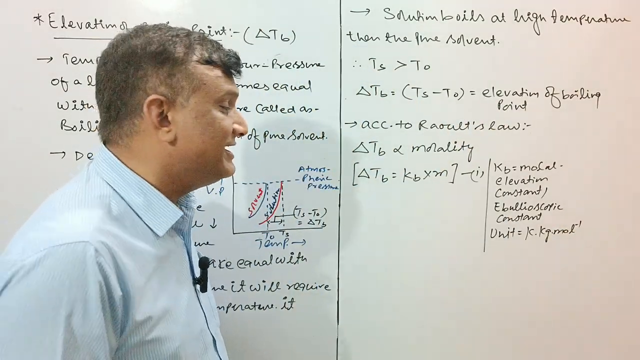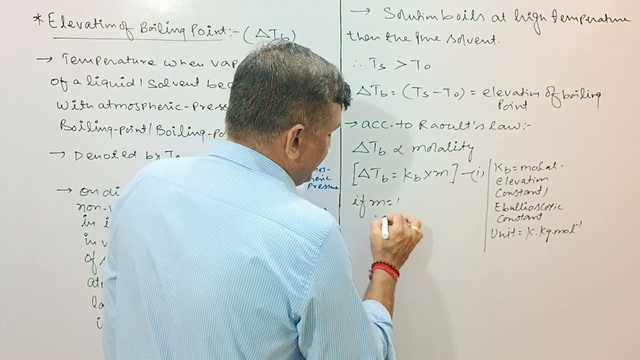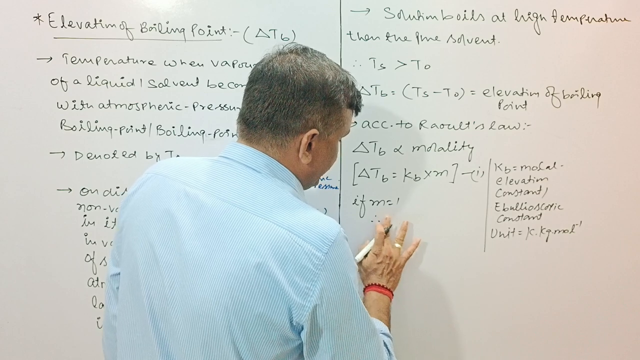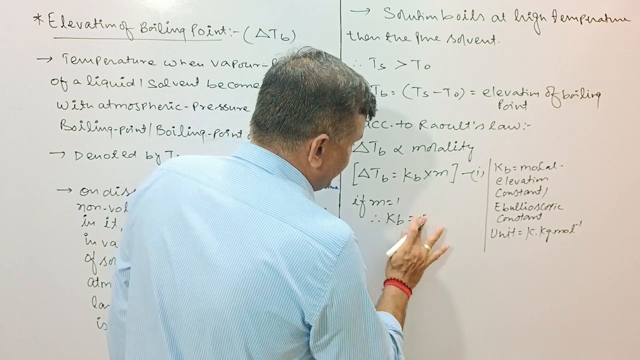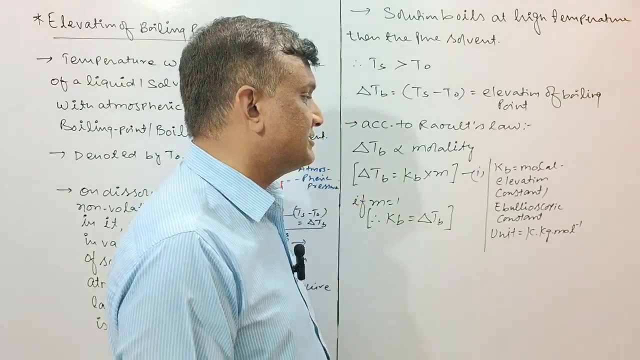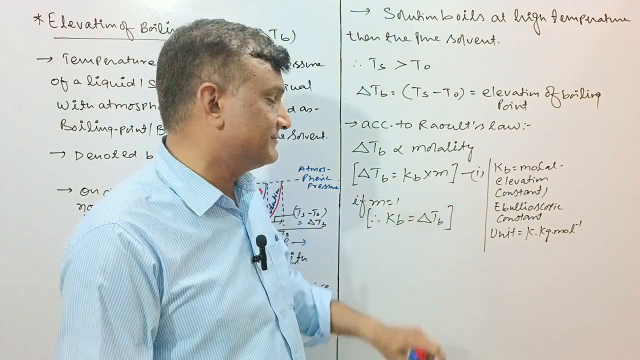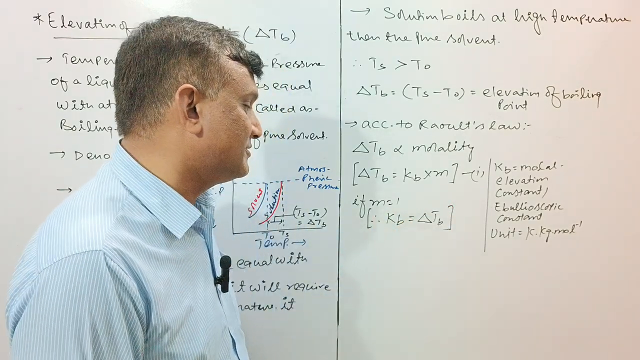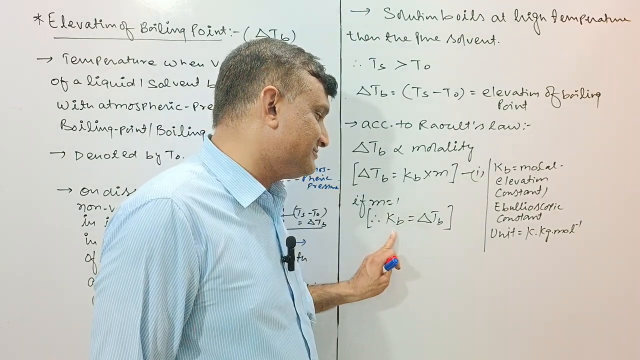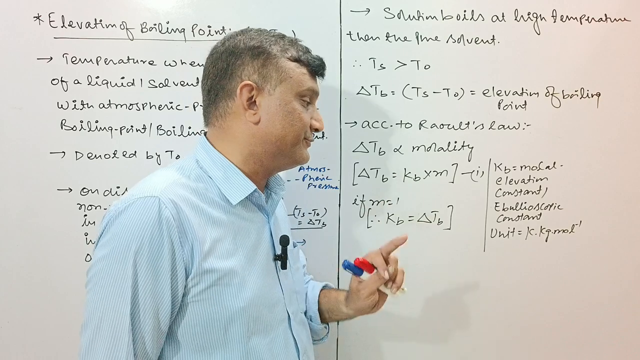And if you need its definition, then you can say if molality is equal to 1, then delta TB will be equal to KB. That means the molal elevation constant or ebullioscopic constant is equal to the elevation of boiling point when the molality of solution is 1. This is the definition of ebullioscopic constant. Again, I am repeating: the ebullioscopic constant is equal to the elevation of boiling point when the molality of solution is 1 or unity.